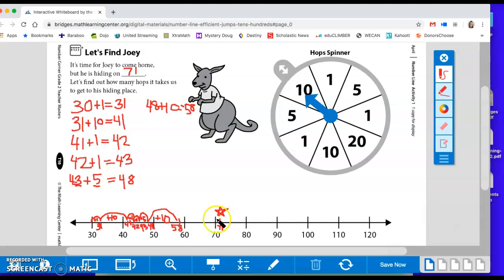Oh my goodness, we are getting really close to Joey. Now at this point I want to let you in on a little secret here. So we have the option to not move at all on a given spin. We also have the option of subtracting if we were to accidentally go over the hiding spot where Joey is hiding. We have the option to subtract a spin instead of adding it. All right, so let's see. My only options on the spinner are plus 10, plus 1, and plus 5.